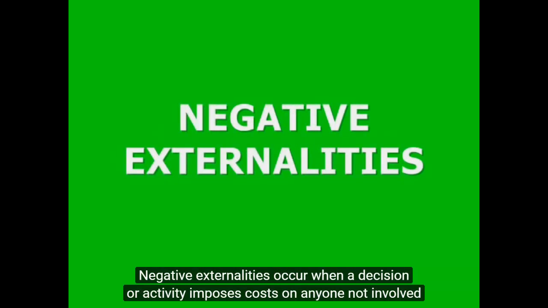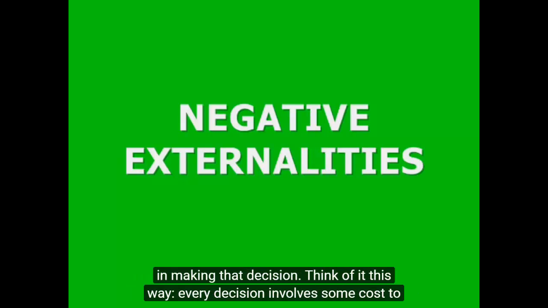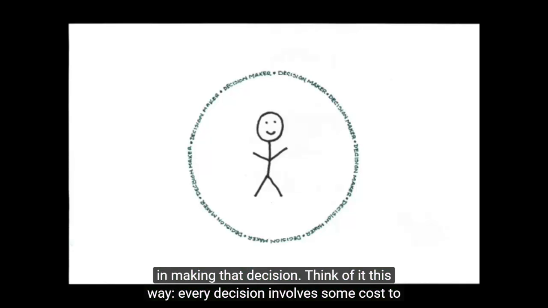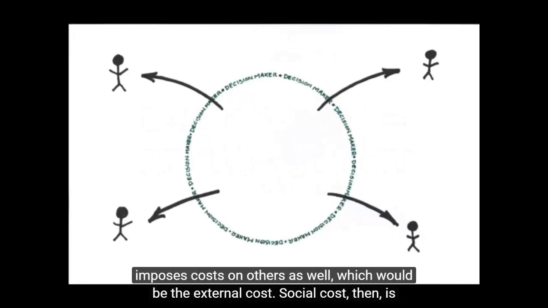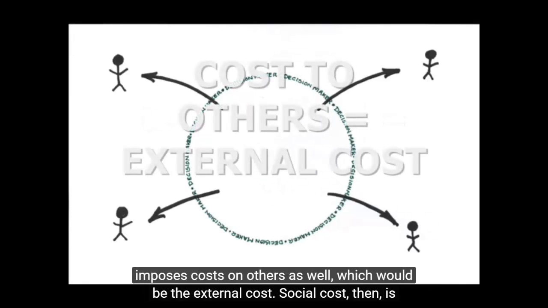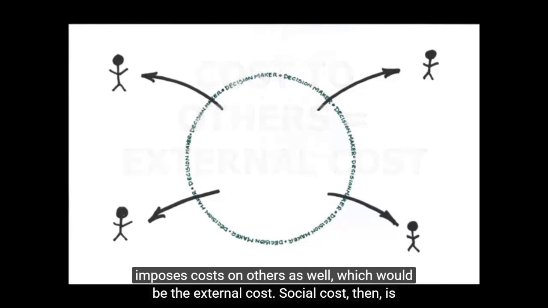Negative externalities occur when a decision or activity imposes costs on anyone not involved in making that decision. Think of it this way. Every decision involves some cost to the decision maker, that's the private cost of your choice. But sometimes the decision imposes costs on others as well, which would be the external cost.